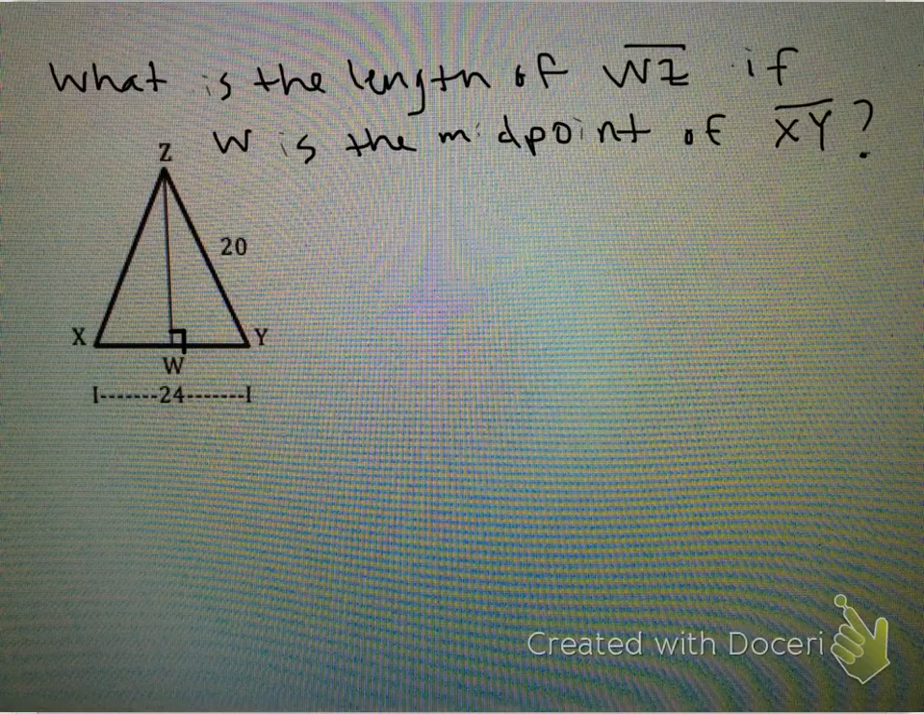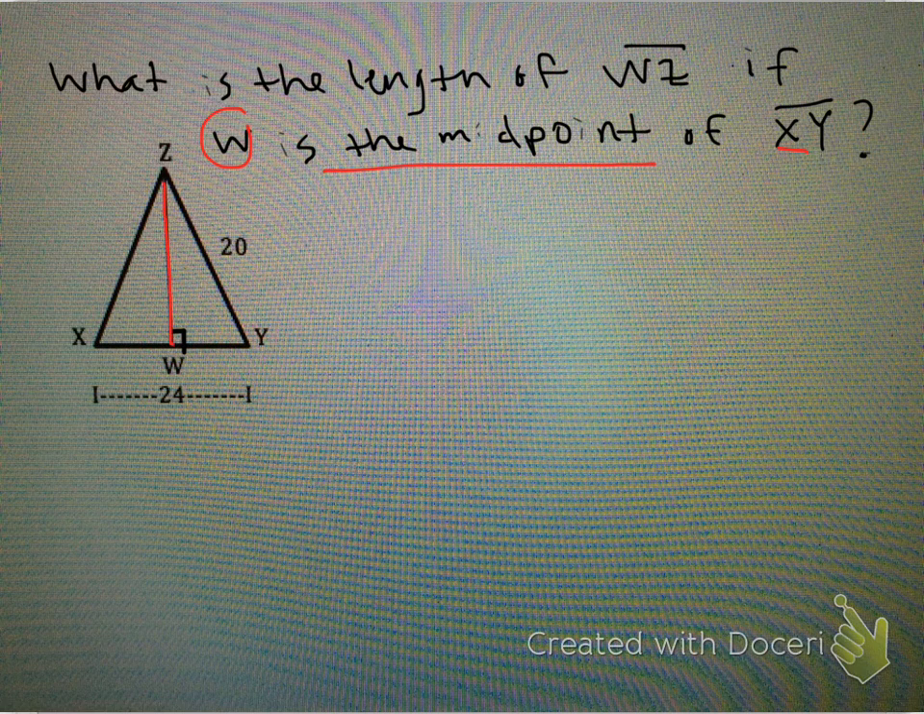In this problem, we know that W is the midpoint of XY because it's given in the problem. That means that this triangle is actually an isosceles triangle because we can see that this height that's dropped down here is perpendicular to the base, and we know this is the midpoint, so it must be true that this side is also 20.